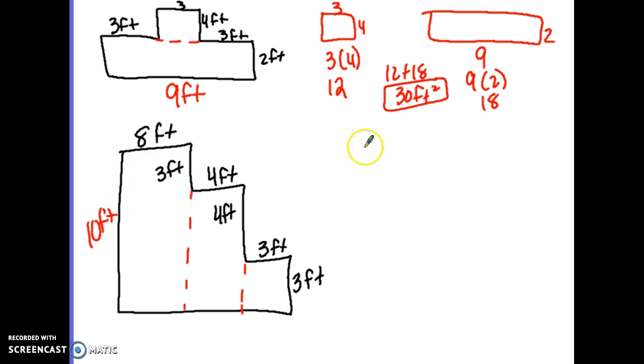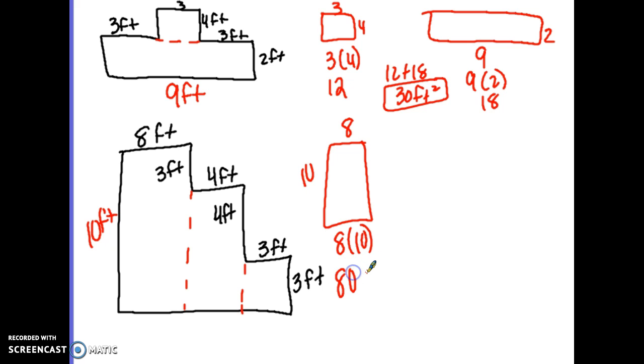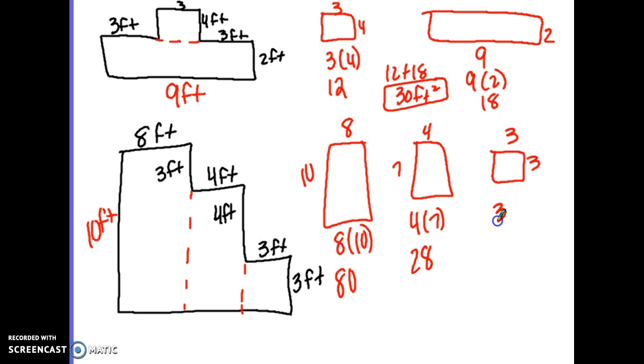So my big rectangle is 8 by 10. So the area for that is 80. The middle one is 4 by this 4 feet plus 3 feet, so that's 4 by 7, which is 28. And then the smaller one is a square that is 3 by 3. And when you multiply that together, you get 9. Add all the smaller areas together and you will get 117 square feet.